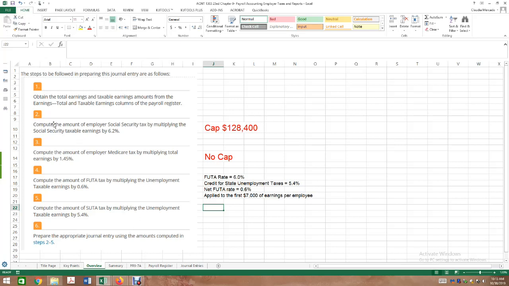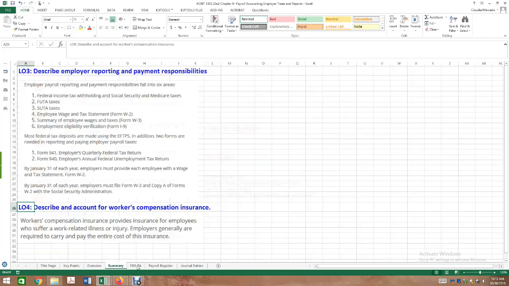And once we've calculated steps 2 through 5, then we're ready to prepare our journal entry. So these are the steps that encompass calculating your payroll taxes as well as journalizing. On top of having to calculate your payroll expense and journalizing it, there's several reporting requirements and payment responsibilities that employers have. So the employer payroll reporting and payment responsibilities fall into 6 major categories or areas.